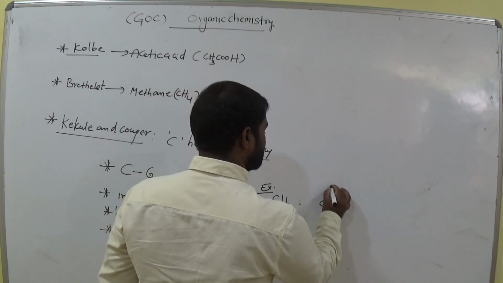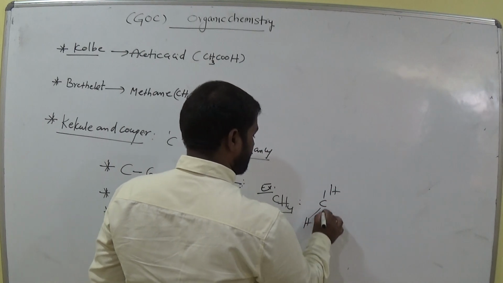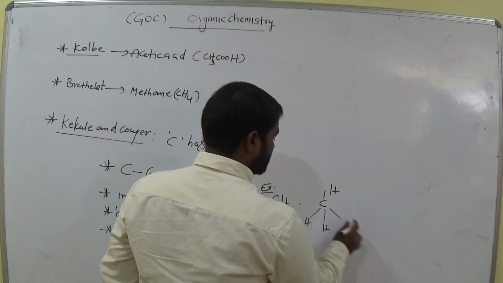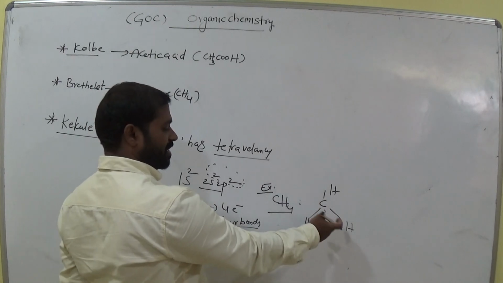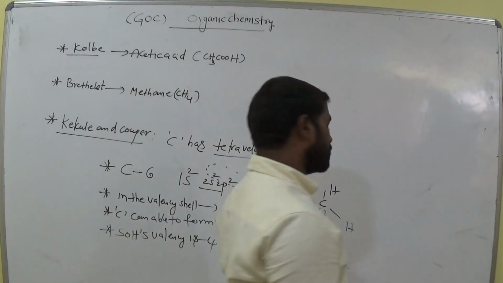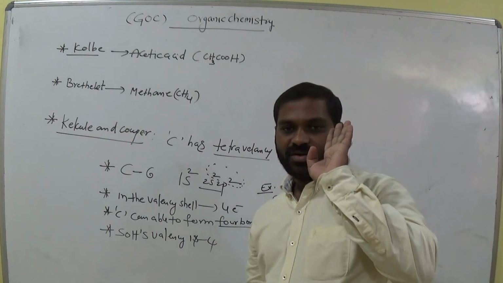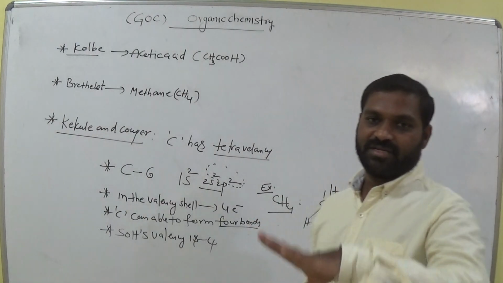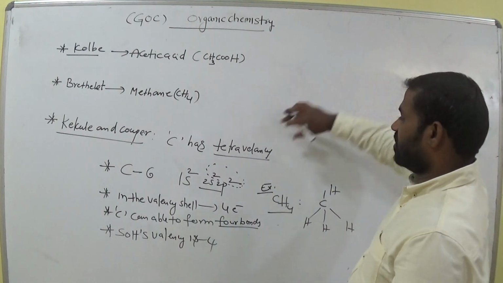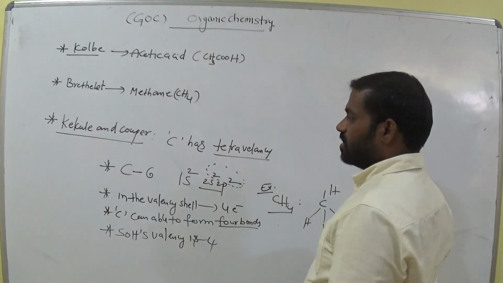The structure of methane is like this. How many bonds are possible around carbon? 1, 2, 3, 4. 4 bonds are there. So it is called tetravalency. Tetravalency means a carbon is able to form 4 bonds around it. Okay, is it clear? That was proposed by Kekulé and Cooper.